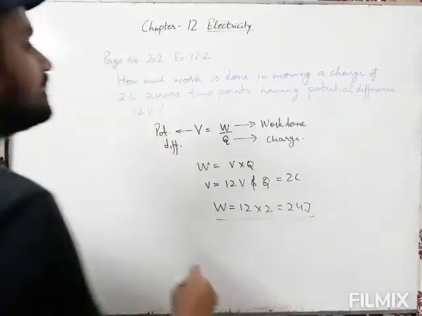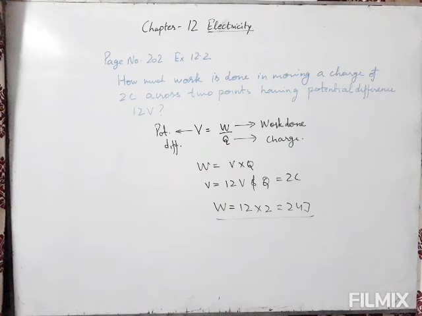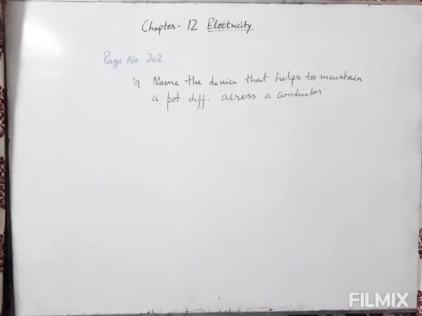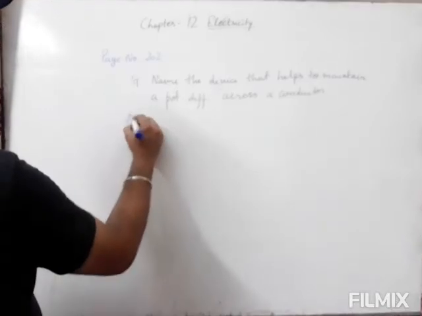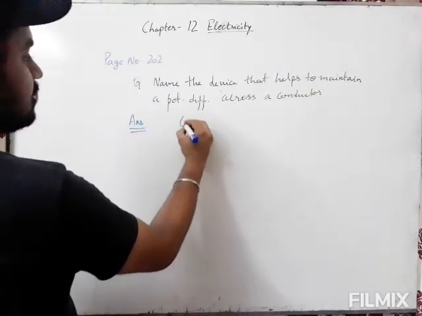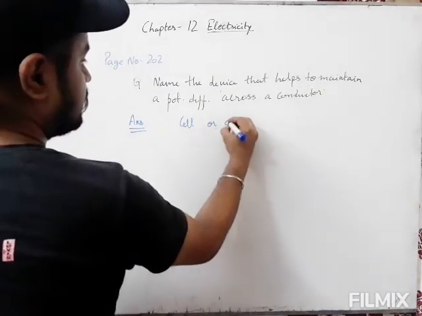So I hope this is the perfect explanation for this particular numerical, and the two formulas you need to remember always are: work done is equal to potential into charge, or potential is equal to work done upon charge. Thank you. Now the very next question we are doing is, name the device that helps to maintain a potential difference across a conductor. So the answer is cell or a battery.